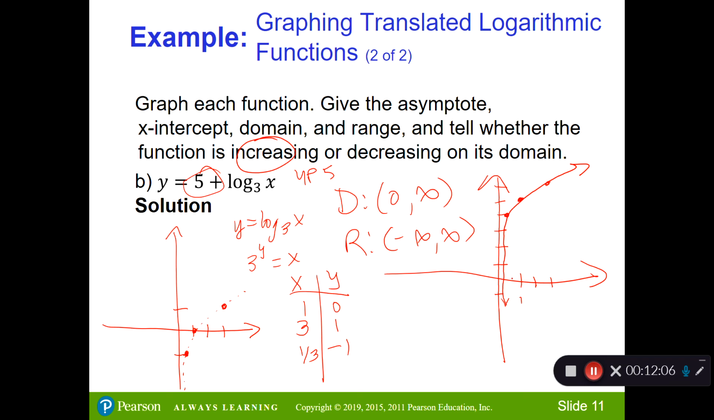And the x-intercept, oh, my x-intercept is now down here. I don't actually know what that value is, so I'm going to have to solve for it. So to solve for the x-intercept, I would go 0 equals 5 plus log base 3 of x. Subtract 5 from both sides, and we get negative 5 equals log base 3 of x. So 3 to the negative 5th is the x value. So my x-intercept is at the point 3 to the negative 5th, comma 0.